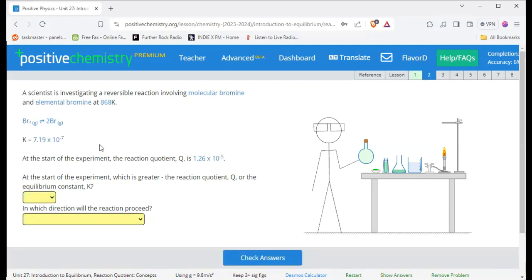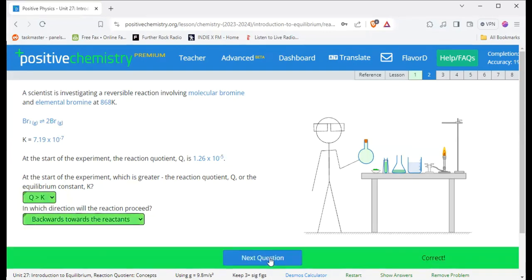Let's talk about question 2. So we have an equilibrium here. K is really small. Q is bigger because bigger is less negative. So Q is bigger, and that means it will go backward toward the reactants.